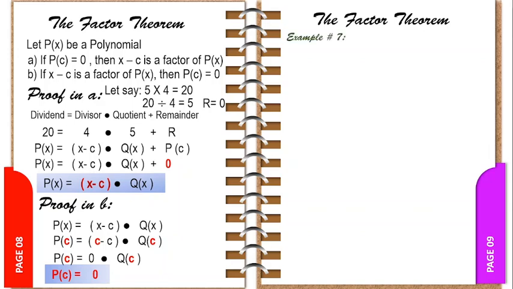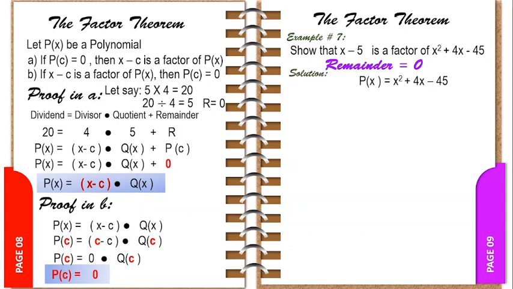Example, show that x minus 5 is a factor of x squared plus 4x minus 45. Take note that when we say factor, the remainder should be equal to 0. Okay, remember, if the given binomial is a factor of the given polynomial, the resulting remainder should always be 0. So, p of x is equal to x squared plus 4x minus 45. You're going to show that x minus 5 is really a factor of the given polynomial if we look for a value of the remainder, which is 0, using the remainder theorem.